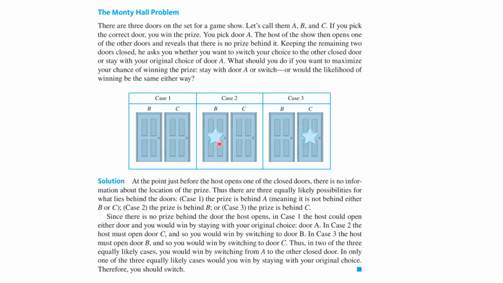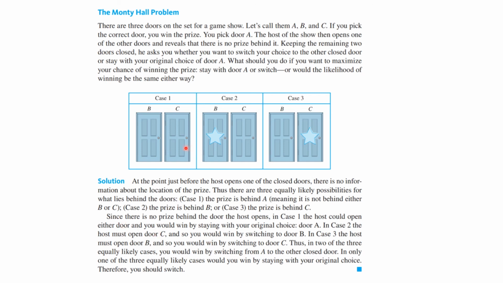This is case 2, where B would win, but A would lose. And case 3, you're putting it in C. Now you see that there's really three cases then. The prize is in A, the prize is in B, the prize is in C. But what Monty Hall is going to do is he's going to show you one of the doors without a prize. And so he could show you B or C here. Here he would have to show you C, and here he would have to show you B. But you see there are three outcomes.